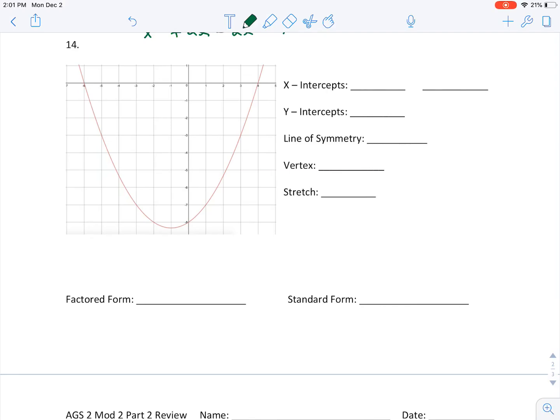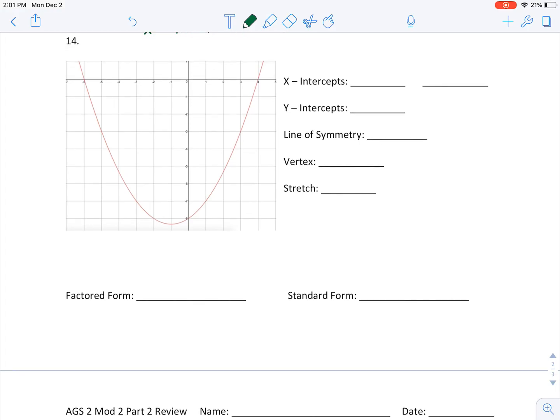Okay, here's number 14. You might pause this and give it a try and just see how you do. It is quite a bit tougher though, so if you just want to listen and understand and write things down, that's fine too. So our x-intercepts are easy to spot. That would be (4, 0) and (-6, 0). The y-intercept is 0 over and 8 down.